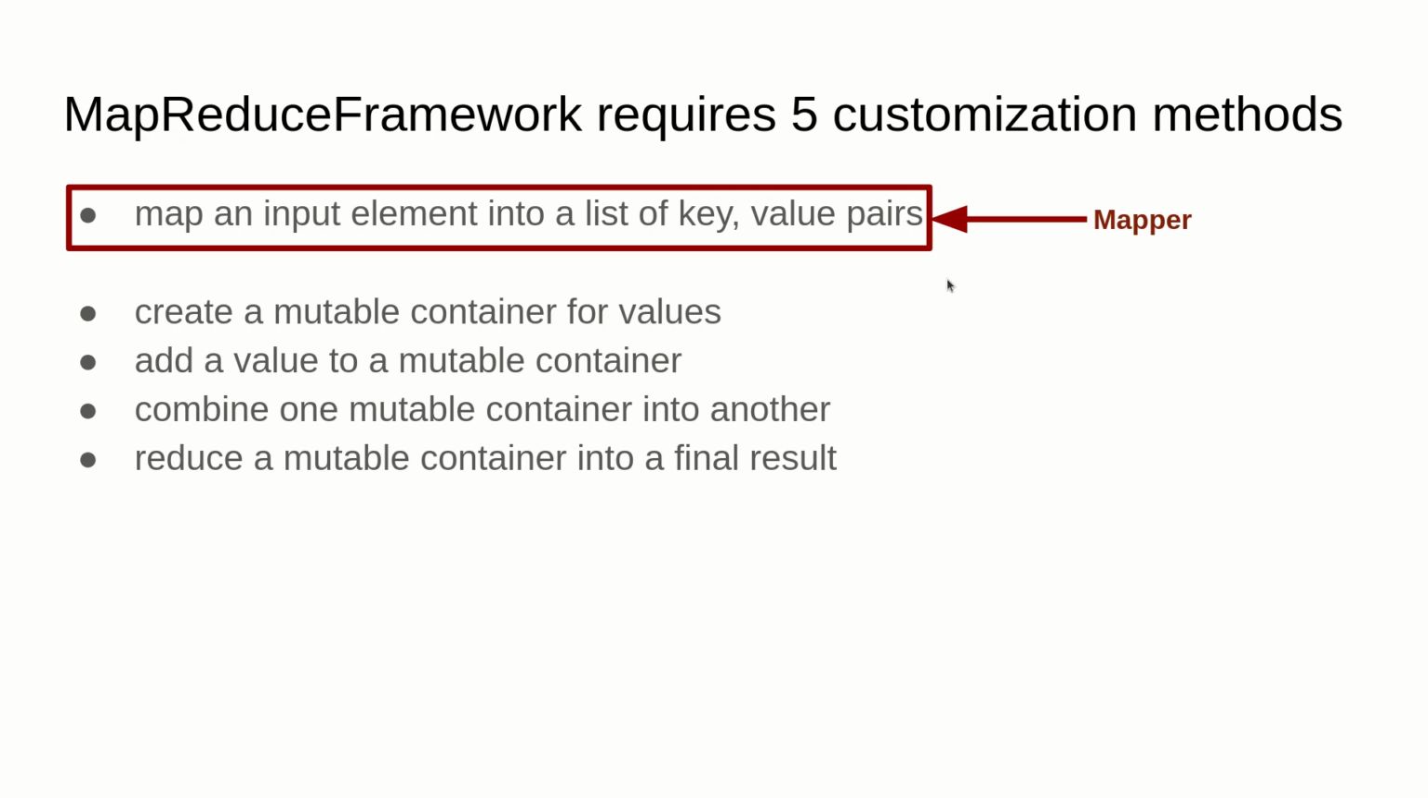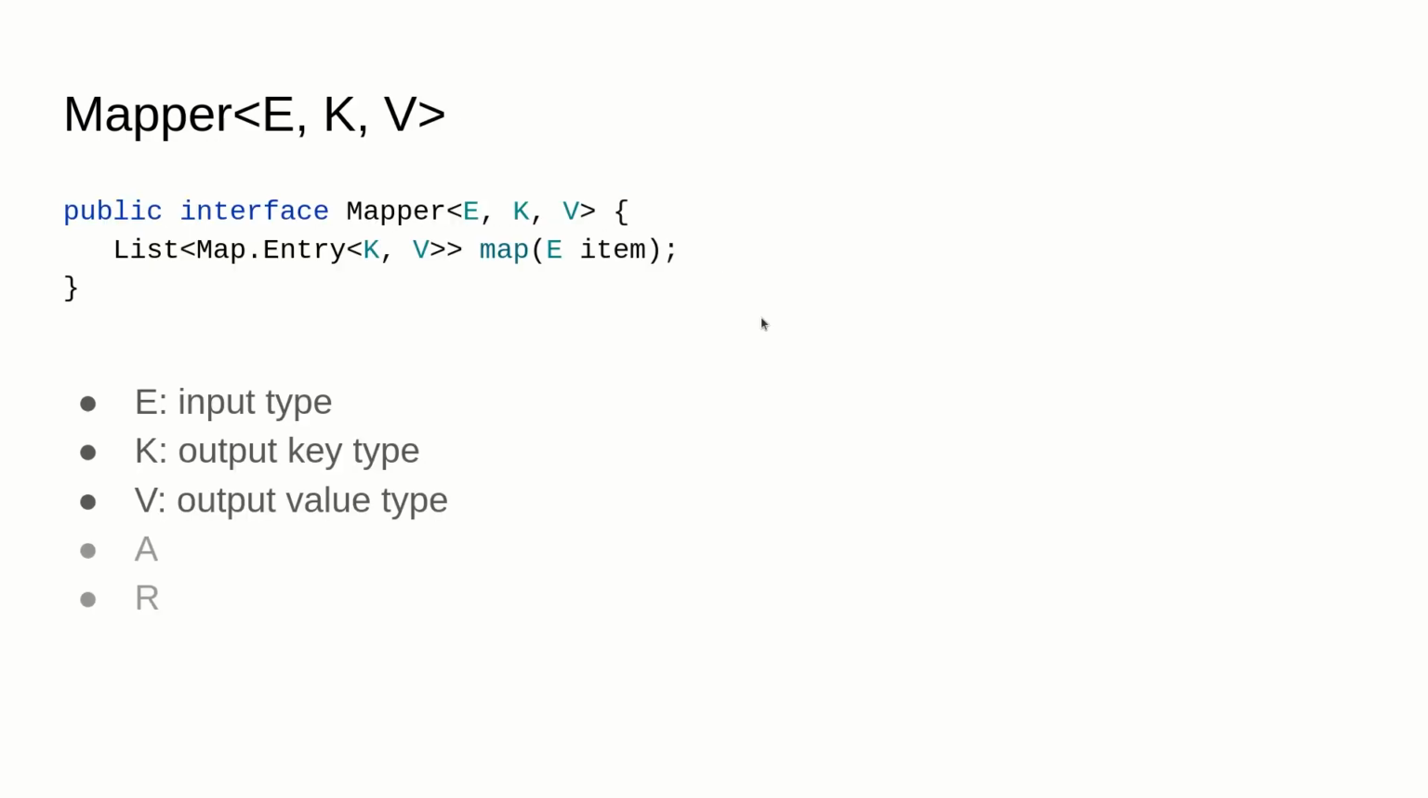They're broken up into 2 interfaces. You've seen them. The mapper does the mapping of an input element to this list of key value pairs. And you can see the interface here. It takes an item, and it returns one of these lists of key value pairs. I've used the map entry interface that takes a key and a value.